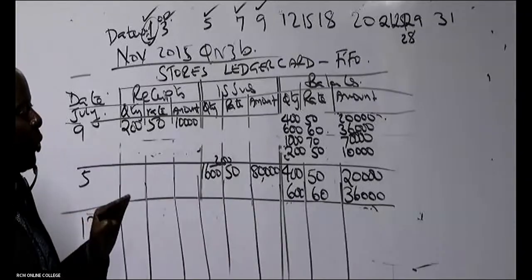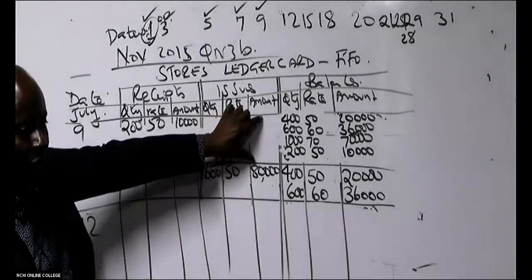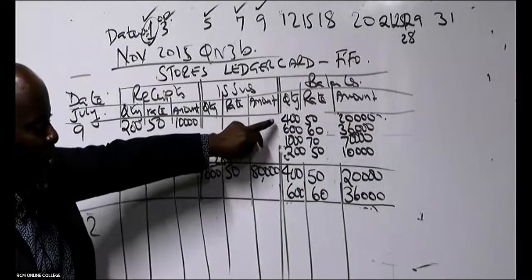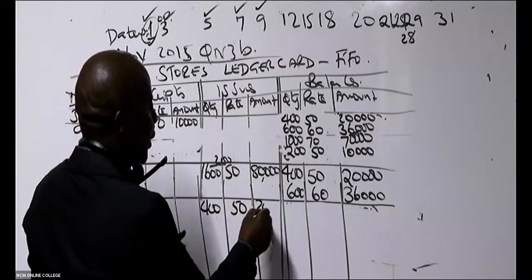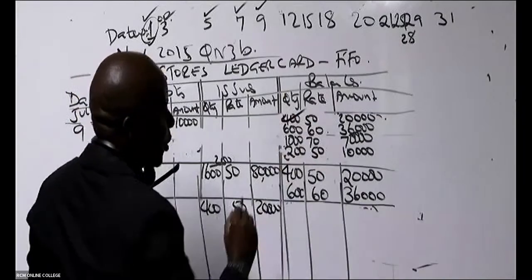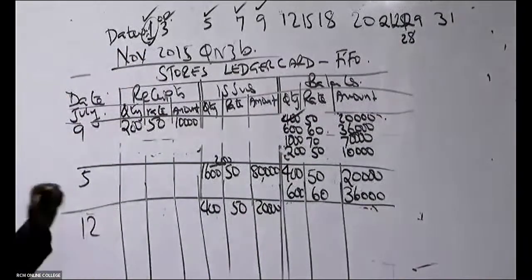400. Are we able to get this from the very oldest stock? Yeah, isn't it? Oldest stock is this. So we shall issue 400 at 20,000, isn't it? So this has been exhausted. So please update your balances.